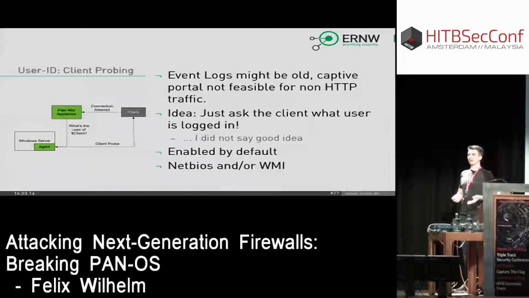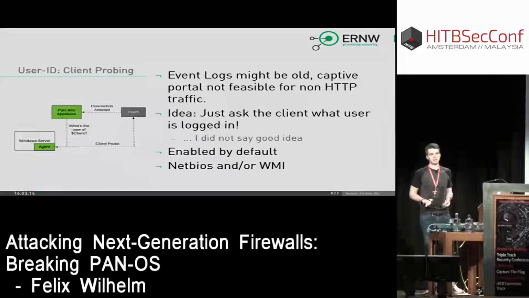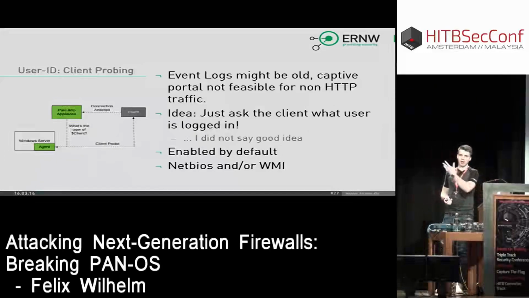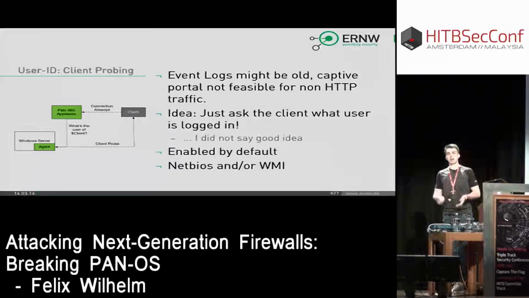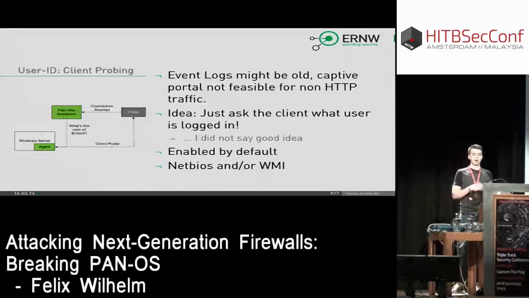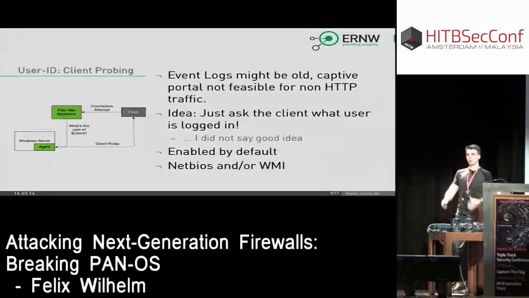So I didn't say that's a good idea because, as you can imagine, if the client isn't trusted, he can tell you any user ID he wants. And interestingly, this is enabled by default. So it's not like this is a feature you have to enable. By default, every Palo Alto device that has user ID active on this interface will perform client probing against your client if you try to connect to any IP.